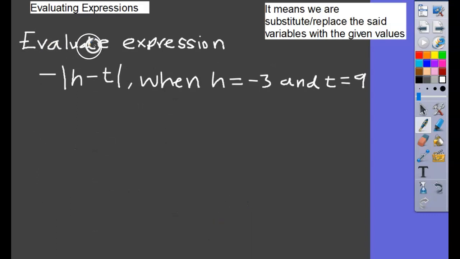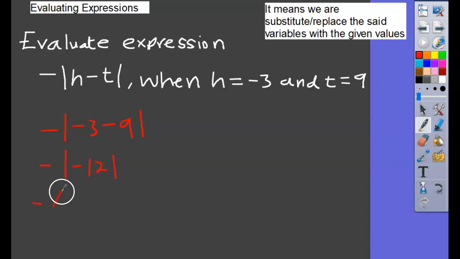Alright, so we have been asked to evaluate the expression negative absolute value of h minus t when h is equal to -3 and t is equal to 9. So we have our negative. H has been given as -3, minus t, which has been given as 9, absolute. Two negatives, so we put the numbers together and then give it negative. So 3 plus 9, and 3 plus 9 is 12.